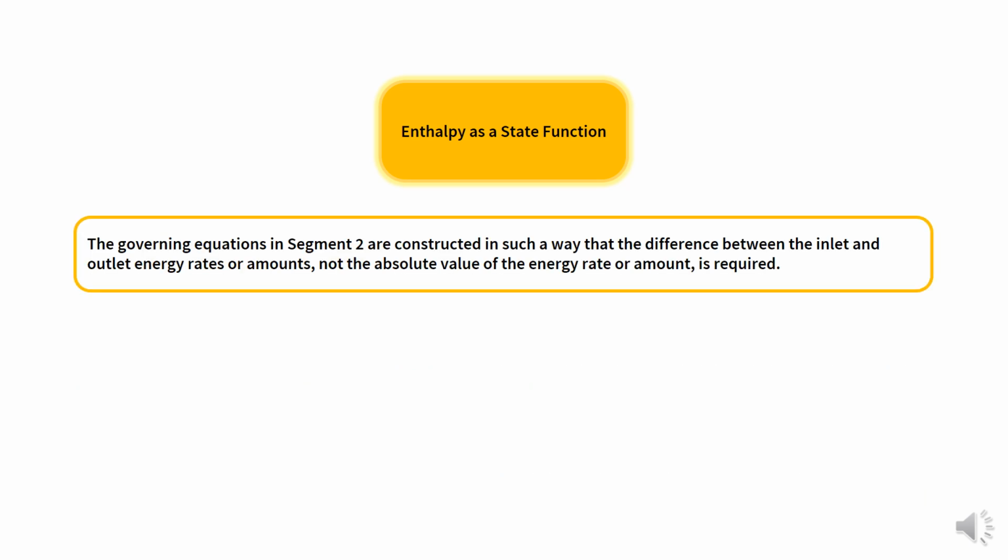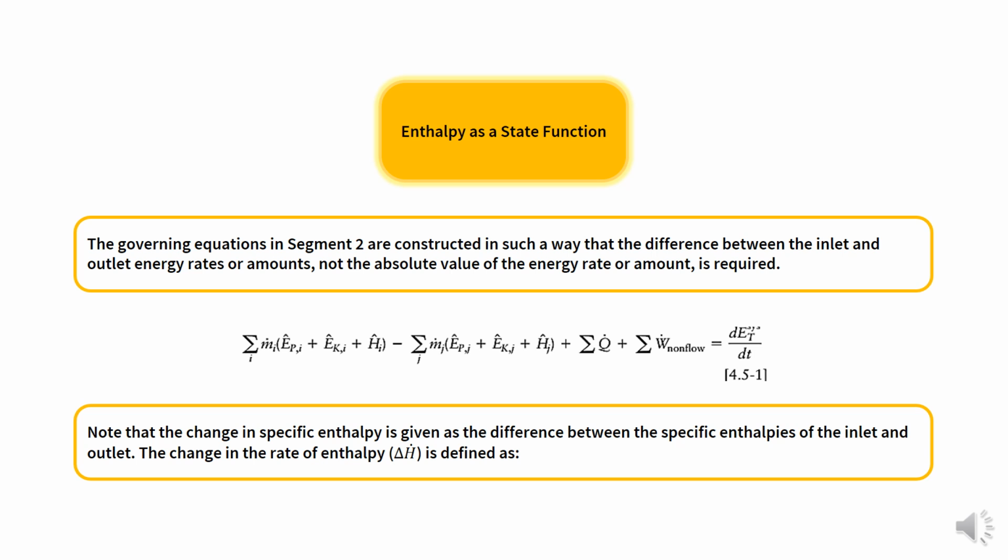The governing equations in segment 2 are constructed in such a way that the difference between the inlet and outlet energy rates or amounts, not the absolute value of the energy rate or amount, is required. The differential equation can be seen in the equation below. And the change in the rate of enthalpy can be calculated using the equation below.